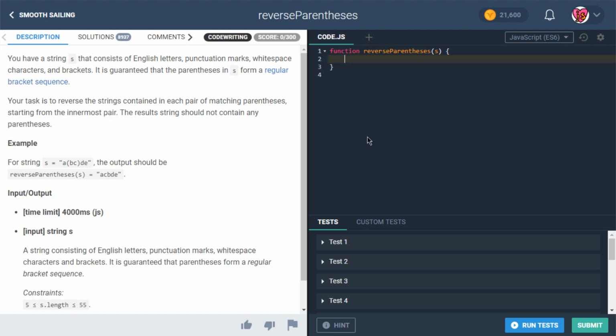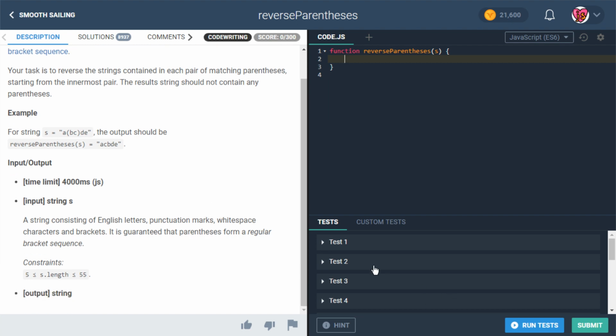I mean, really what they should be saying here is parentheses, for all of this stuff, because I'm pretty sure the tests are only going to include parentheses. I don't think we're going to have to actually worry about other styles of brackets or anything like that. So we're talking about parentheses here.